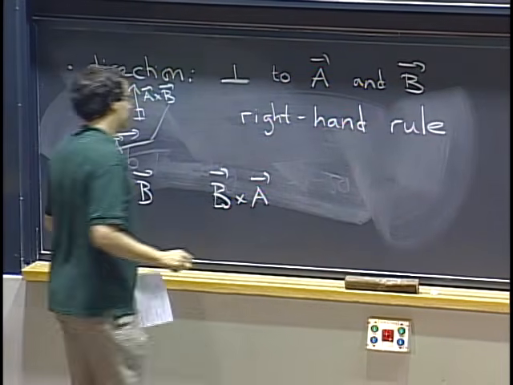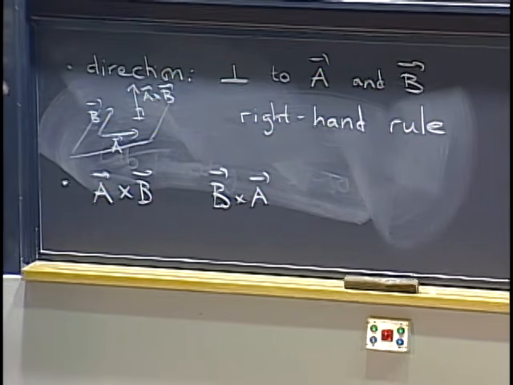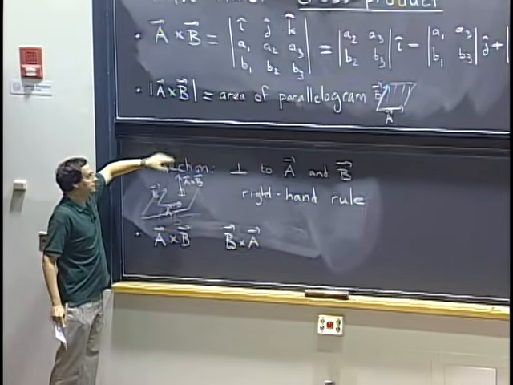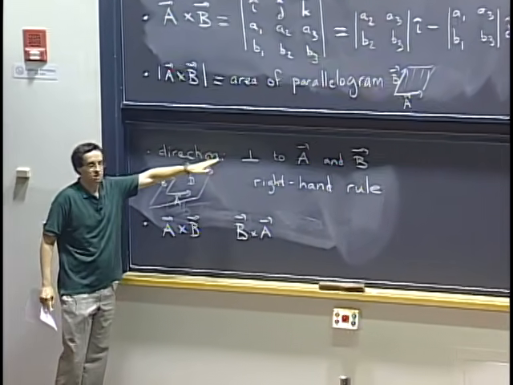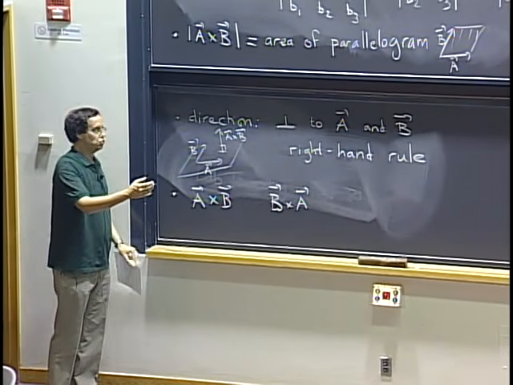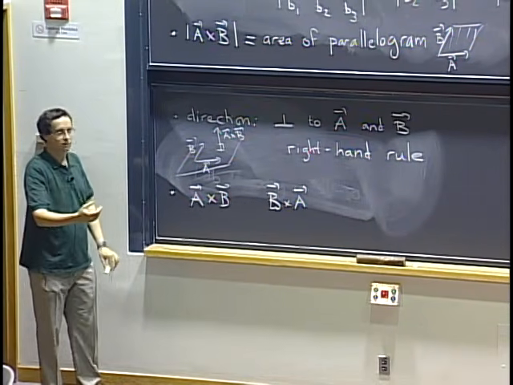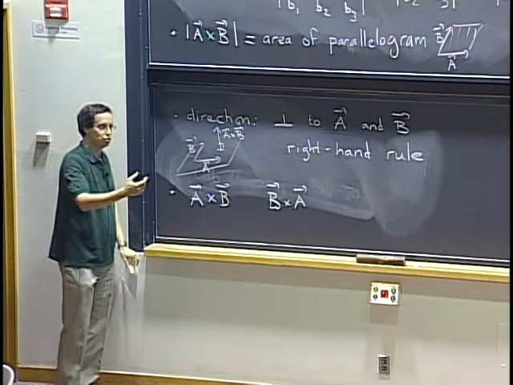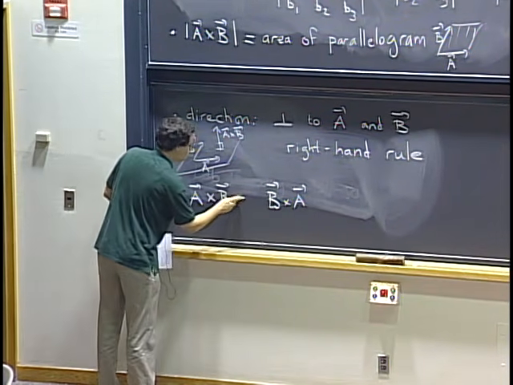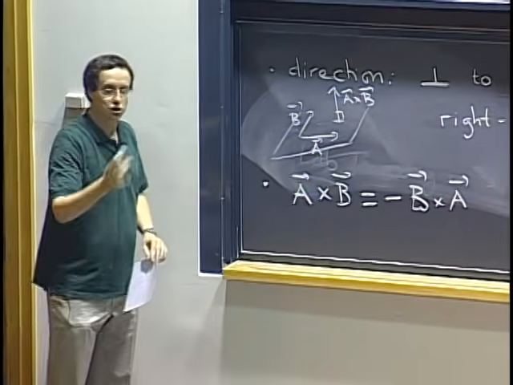Why are they not the same thing? Well, one way to see it is to think geometrically. Sure, the parallelogram still has the same area, and it's still in the same plane, so it's still perpendicular to the same plane. But if you try to apply the right-hand rule but exchanging the roles of A and B, then you will either injure yourself or you will end up pointing in the opposite direction. So in fact, B cross A and A cross B are opposite of each other.